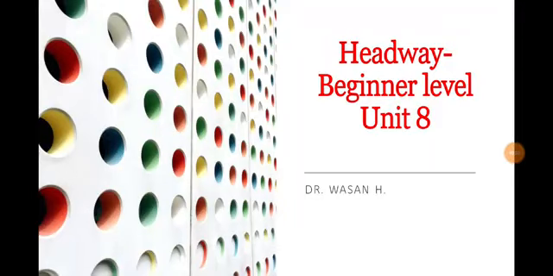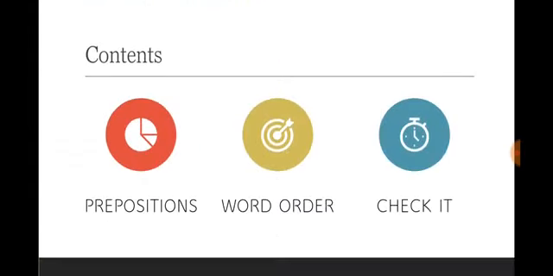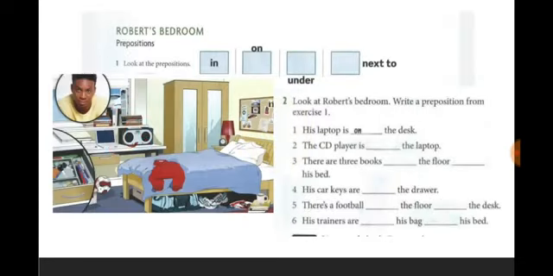Today we have Unit 8 in your book Headway, the Beginner Level. Today we are going to talk about the prepositions of place, word order, and you need to check the right sentence. First we have the prepositions. Exercise 1. Look at the prepositions. In, على, on, تحت, under, بجانب, next to.